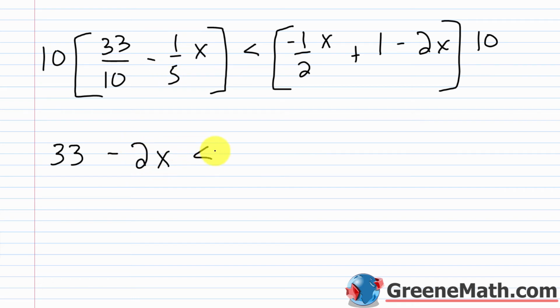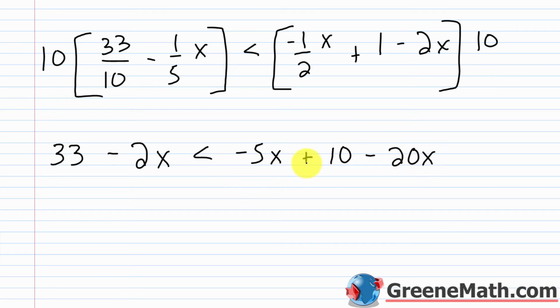And this is less than. Over here, we have 10 times negative 1/2 x. So the 10 would cancel with the 2 and give me a 5. 5 times negative 1 is negative 5. And then don't forget the x. So negative 5x there. Then plus 10 times 1 is 10. Then minus 10 times 2x is 20x.